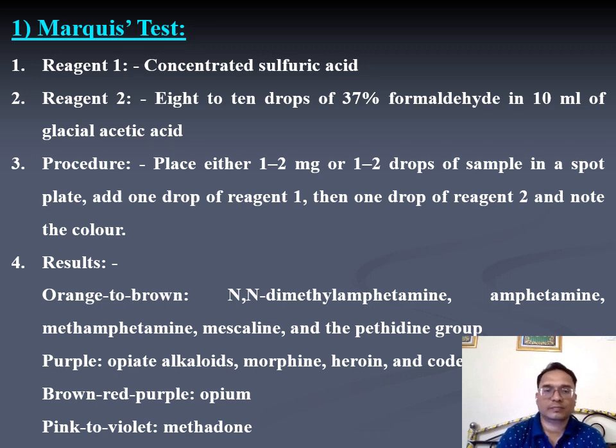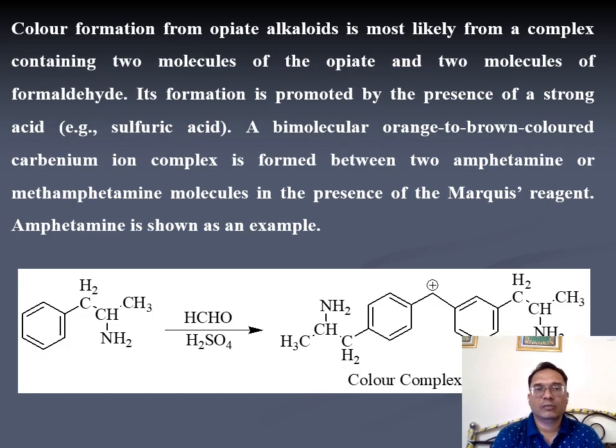Different shades of the colors will be obtained based on the concentration of the compound. The purple color, which is formed due to the presence of opioids in the sample, is most likely from a complex containing two molecules of the opiate and two molecules of the formaldehyde.